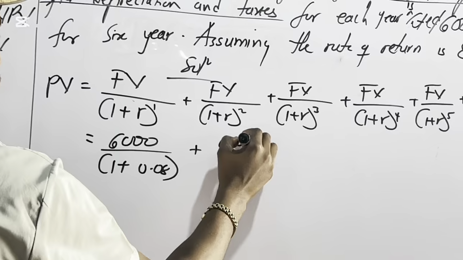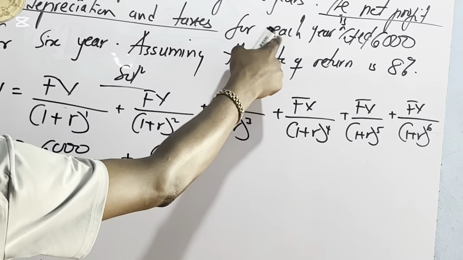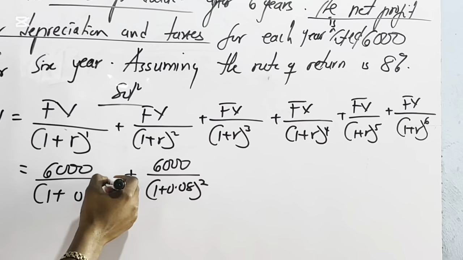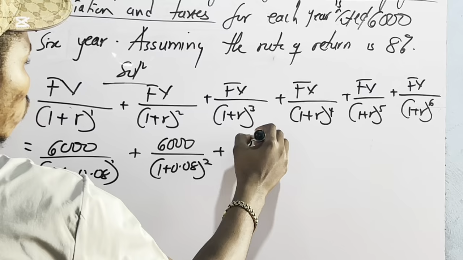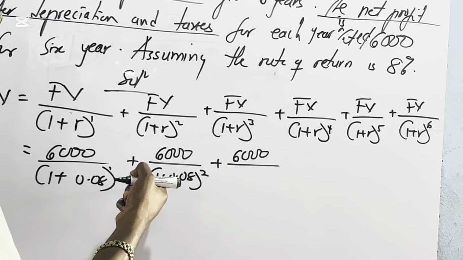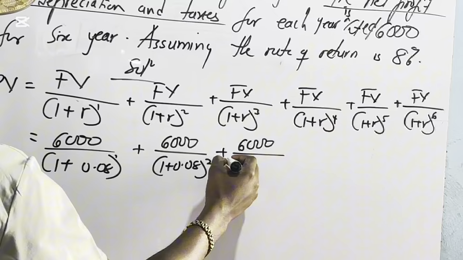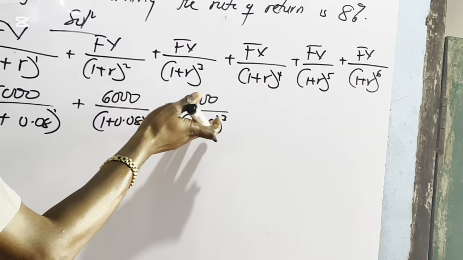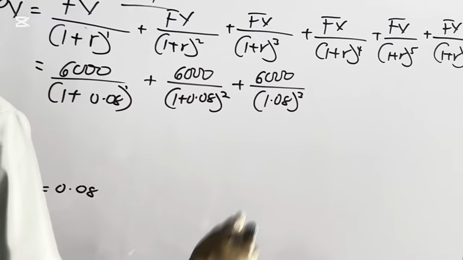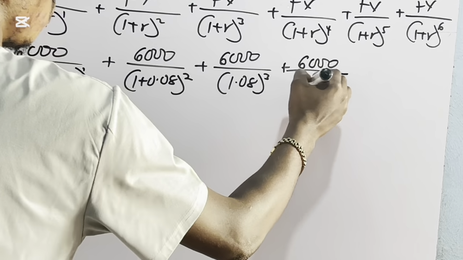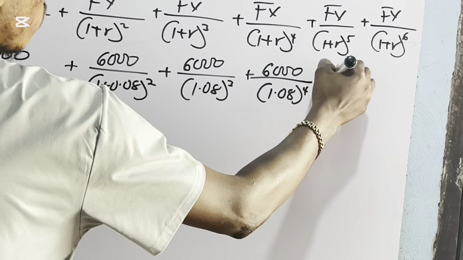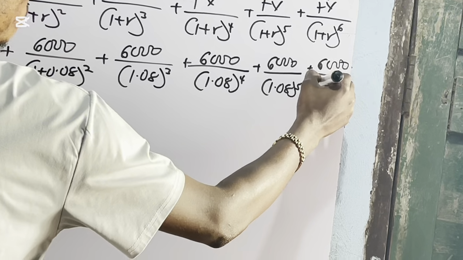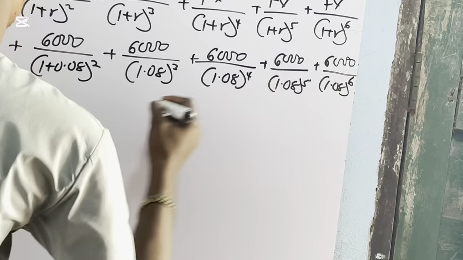Then we have the same 6,000 each year. Remember, 1 plus 0.08 raised to the power 2. For the power 1, you can decide not to write it. Then 6,000 over 1 plus 0.08, which gives 1.08, raised to the power 3. Or you can choose to write it as 1 plus 0.08 raised to the power 3. It's just the same thing. Then we have 6,000 over 1.08 raised to the power 4, then 6,000 over 1.08 raised to the power 5, and 6,000 over 1.08 raised to the power 6.